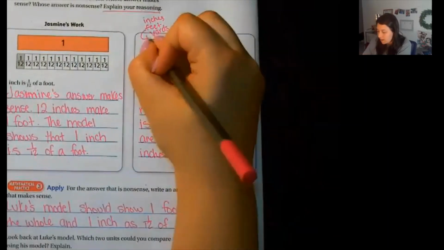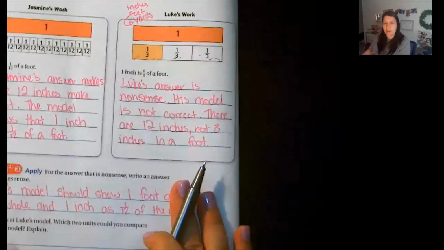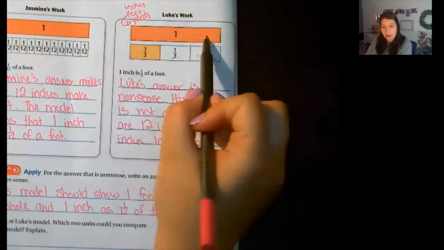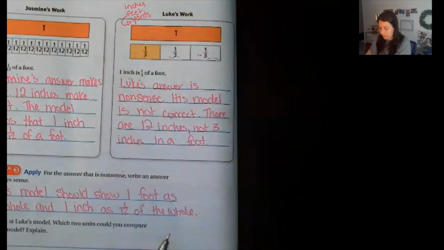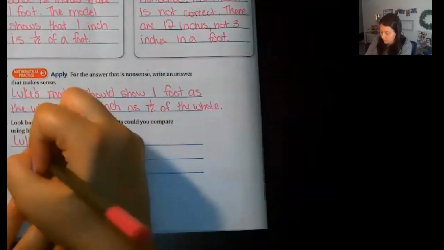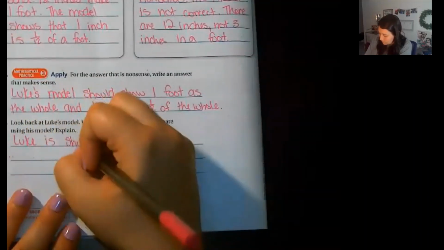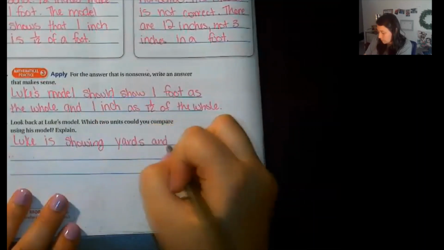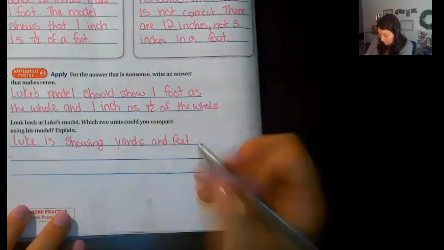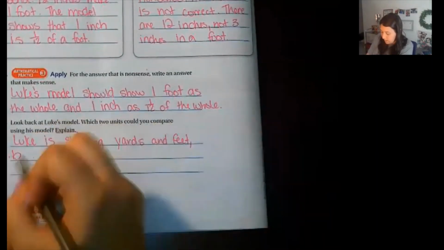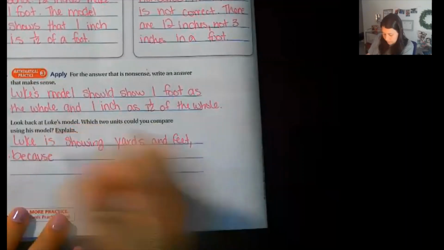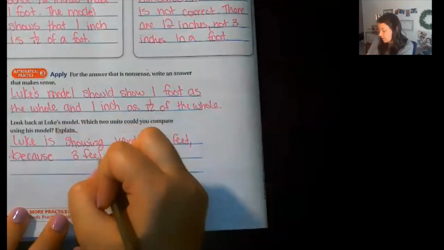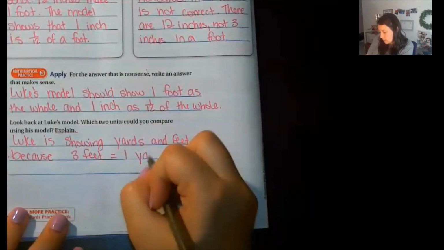Good, feet to yards. Remember, if we look back on our chart, we need 3 feet to make 1 yard. So his model is actually showing us that this whole piece is a yard, and these would be feet down below. So Luke is showing yards and feet. Because, remember, we have to explain, so that because is our explaining. So because we know that 3 feet equal 1 yard.